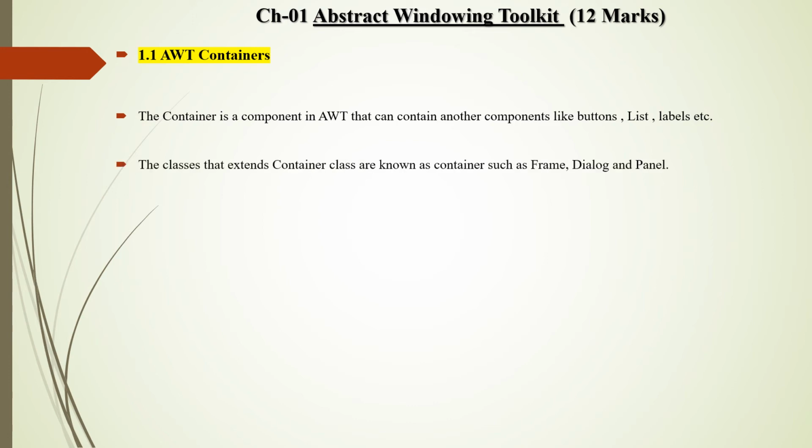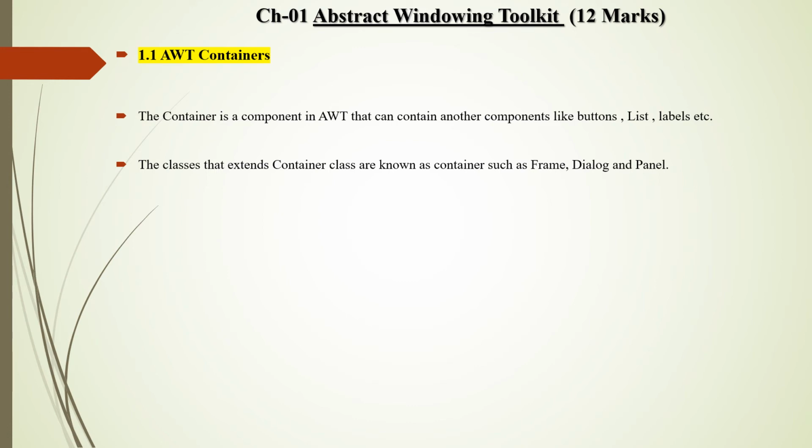Next we see the AWT containers. Basically, the container is a component in AWT that can contain other components like button, list, and label, etc. So a container is also one component, and in the container we can add various components like button, list, label, text field, etc. The classes that extend the Container class are known as containers, such as Frame, Dialog, and Panel.